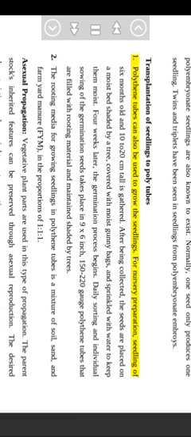However, polyembryonate seedlings are also known to exist. Normally, one seed only produces one seedling. Twins and triplets have been seen in seedlings from polyembryonate embryos. Transplantation of seedlings to polytubes. Polythene tubes can also be used to grow the seedlings.